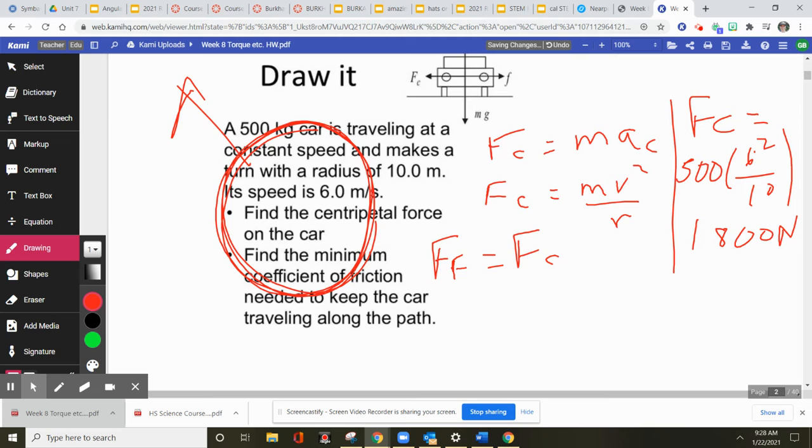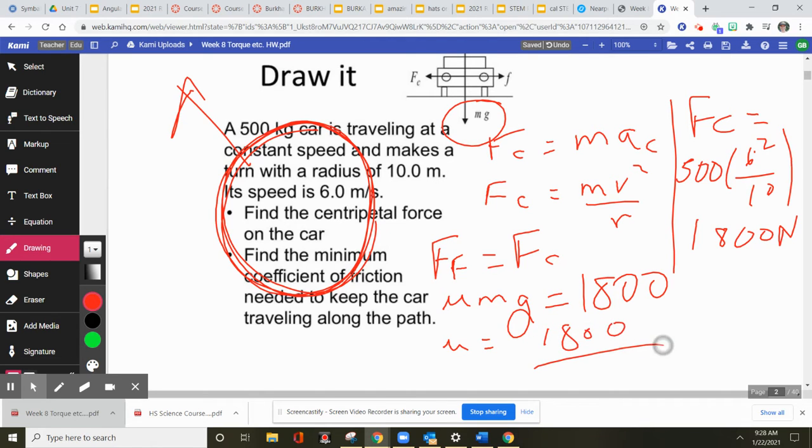So the force of friction is equal to mu times the normal force. In this case, the normal force and the force of gravity are equal to each other because we're balanced, because we're on a flat road. So that's equal to 1,800. So the coefficient of friction is equal to 1,800 divided by the weight of the car, which is 5,000 newtons. Where did that come from? Mass times g, 500 times 10. All right, let's move on.